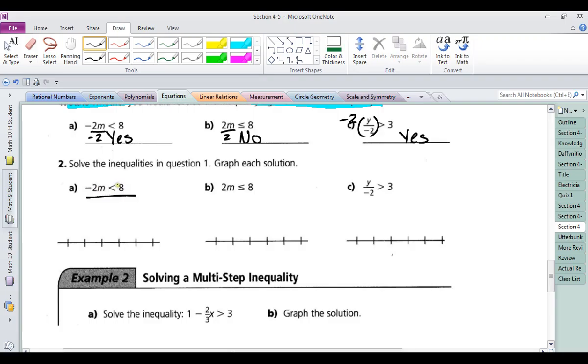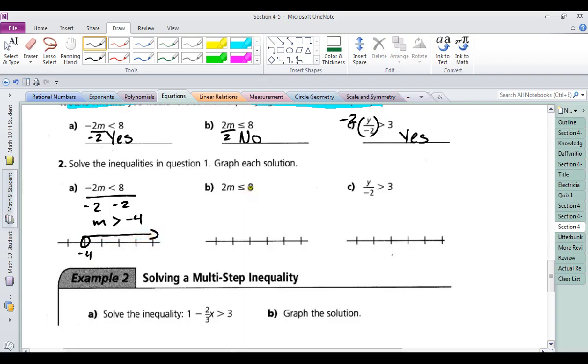So what do I divide by? Negative 2. So m is what? Greater than negative 4. Because the sign flips and 8 divided by negative 2 is negative 4. What's the only number that matters? Negative 4. Who decides where negative 4 is? You do. Negative 4, circle. Do I color it? Does it follow the sign? Yes, because the letter's first.